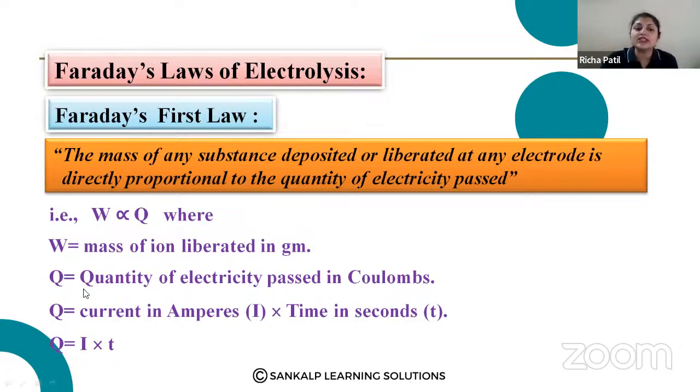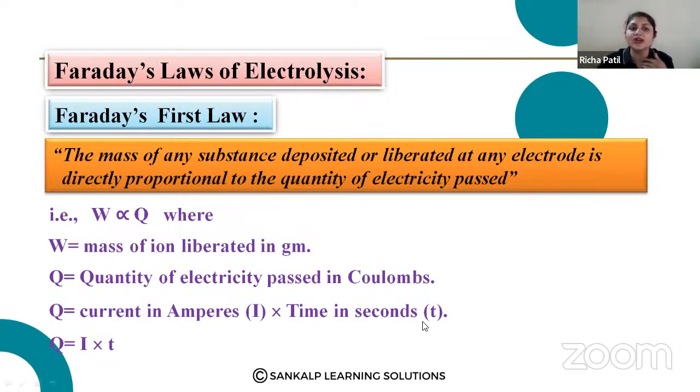This Q stands for the quantity of electricity passed. It is given as current in amperes times time in seconds, that is I into t. So Q is equal to I into t, where capital I represents your current in amperes, and small t represents your time in seconds. So this is about Faraday's first law.